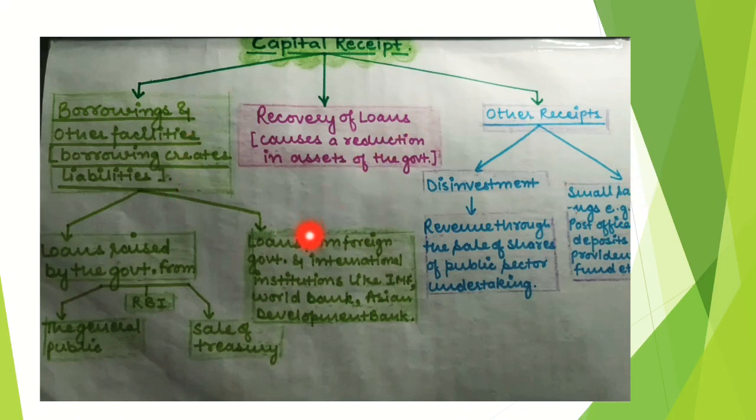So over here you can see that all these are either creating a liability or are reducing the assets. Disinvestment is reducing the assets of the government, and similarly recovery of loan is also reducing assets, and others are creating liability, a repayment burden on the government. Okay, so revenue receipt and capital receipt are just opposite of each other. Revenue receipt is the income that the government is earning by doing some work, by providing some services, and capital receipt is the money that the government is getting by loans or by selling its property.